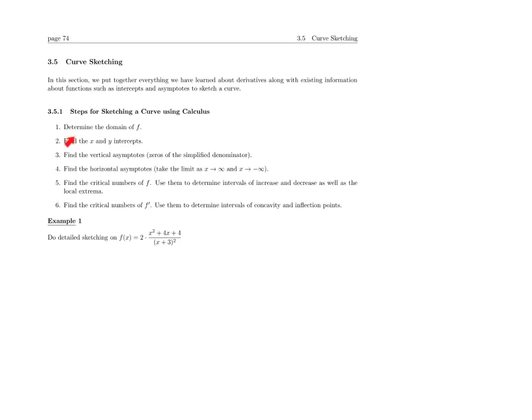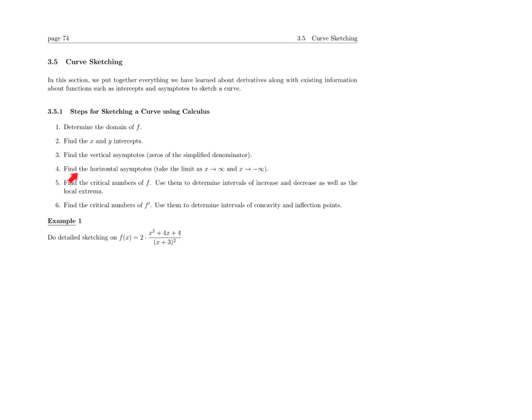So the first step is going to be to determine the domain. The domain controls things like where there might be vertical asymptotes or where there might be a removable discontinuity. Next, we find x and y intercepts. Then we find the vertical asymptotes, which are the zeros of the simplified denominator, which if you found the domain up here in step 1, this should be fairly easy. So far none of this is really calculus.